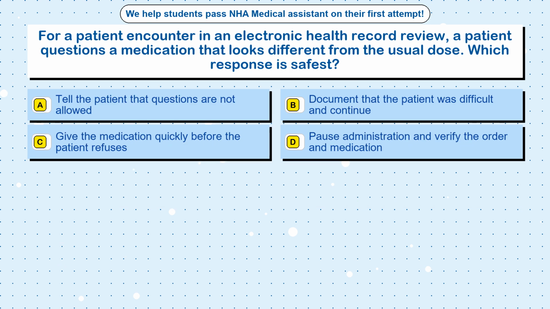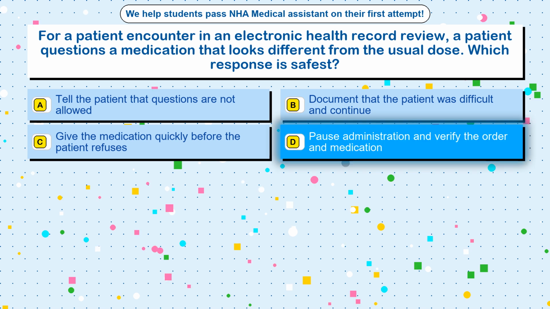Question 62. For a patient encounter in an electronic health record review, a patient questions a medication that looks different from the usual dose. Which response is safest? Option A. Tell the patient that questions are not allowed. Option B. Document that the patient was difficult and continue. Option C. Give the medication quickly before the patient refuses. Option D. Pause administration and verify the order and medication.